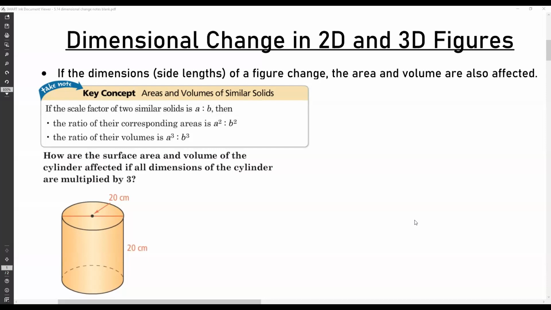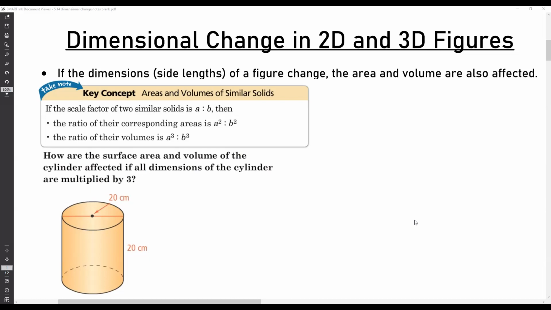It says our key concept is if the scale factor of two similar solids is A to B, then the ratio of their corresponding areas is going to be A squared to B squared, and the ratio of their volumes is going to be A cubed to B cubed. Now think about that. Why would it be squared for area? Well, think about the units on area. They're inches squared, centimeters squared. Everything gets squared with area.